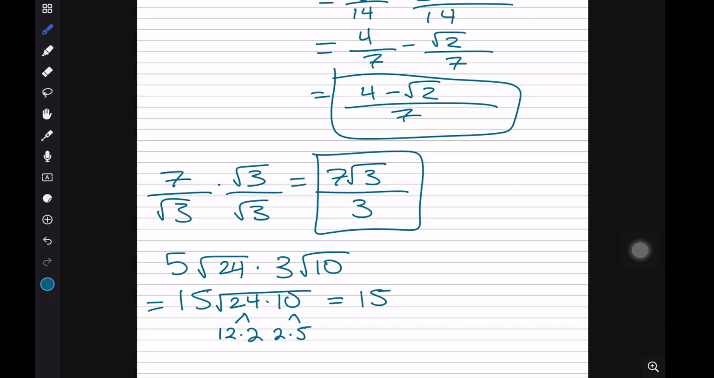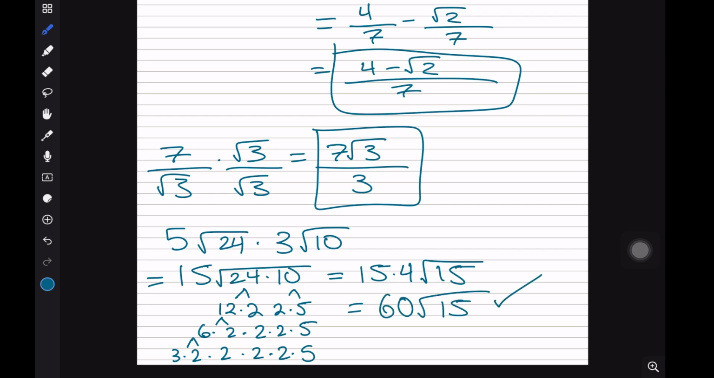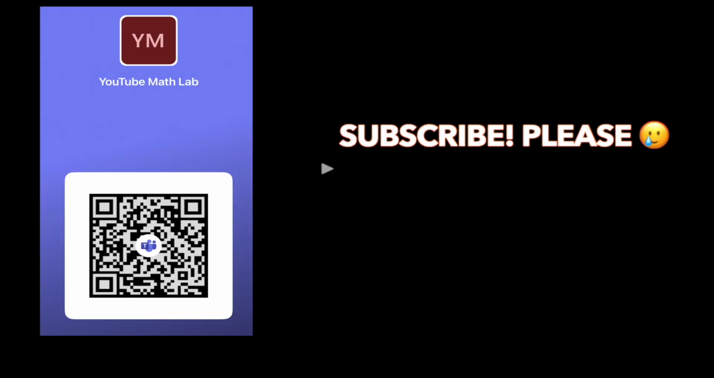And that 24 is going to be broken up all the way to 3 times 2 times 2 times 2. And then that 10 is going to be broken up as 2 times 5. So you have 2 pairs of 2s. So the 4 is going to come out front. And you're going to have square root of 15. So you still have that 15 from the previous one out front. So your final answer should be 60 times the square root of 15. And there you go. That's how you simplify rationals.